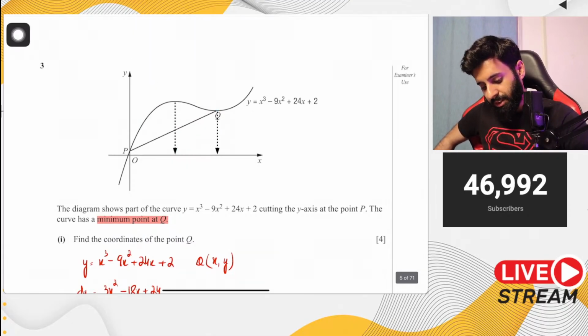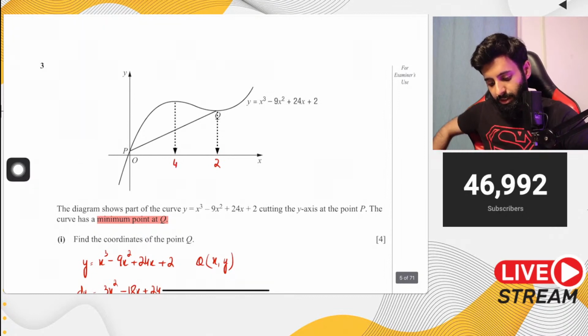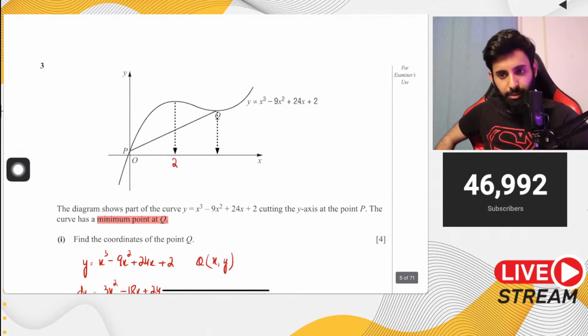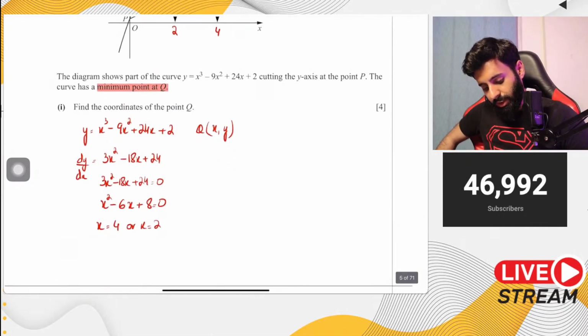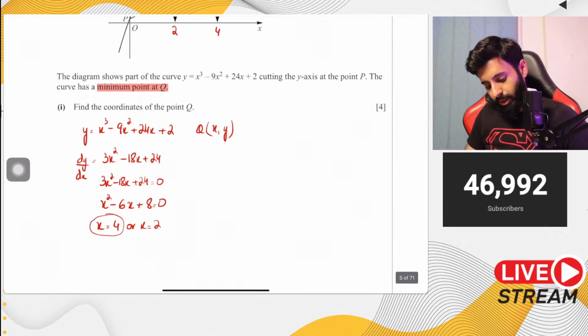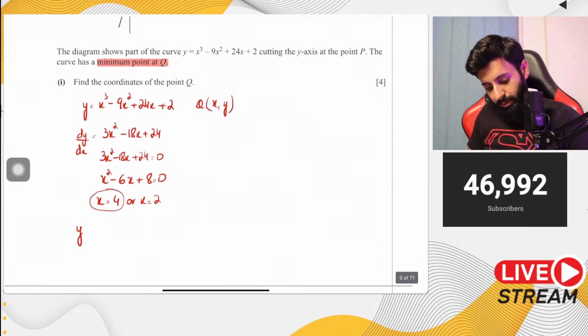So obviously it won't be like that, only a fool would say this is 4 and this is 2, okay. It's understood that this is going to be 2 and this is going to be 4. So as far as the x coordinate of Q is concerned, we're going to go with 4 because Q comes later. And how do I find the y coordinate? Well, we're just going to plug 4 back into the equation.